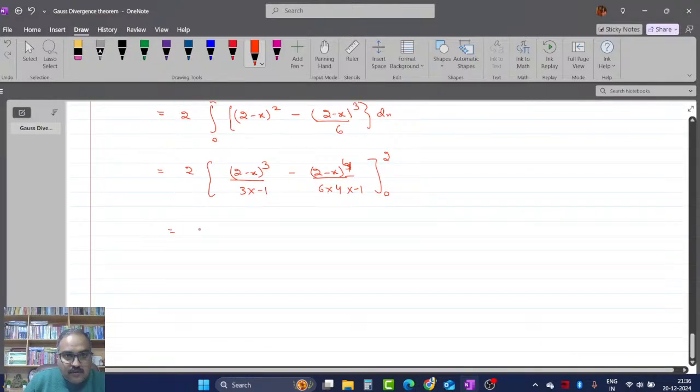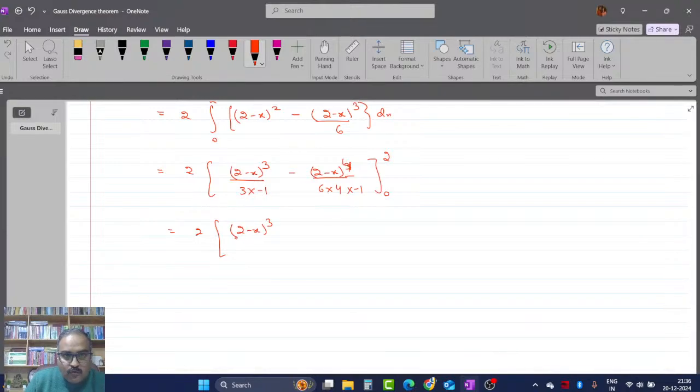So it will be 2 as it is, (2 minus x) whole cube by minus 3, minus minus plus (2 minus x) to the power 4 over 6 4s are 24, within the limits 0 to 2. Now you just need to substitute upper limit minus lower limit, and you will get the final result.